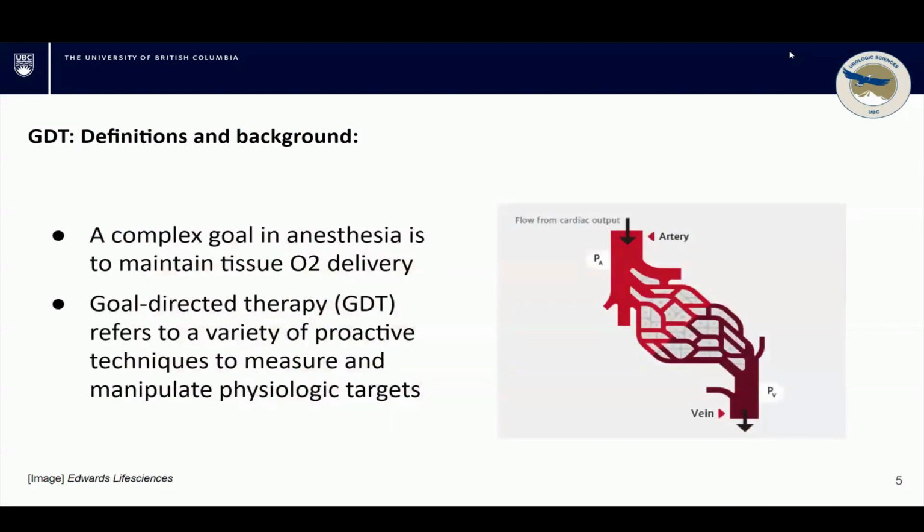Of course, their primary goal is to put the patient to sleep and wake them up, but their primary goal during the operation is to deliver appropriate oxygen delivery to the tissue in question. And goal-directed therapy is a kind of modification of that goal, and that refers to a variety of targets and proactive techniques that one might do as an anesthesiologist to manipulate those physiologic targets.